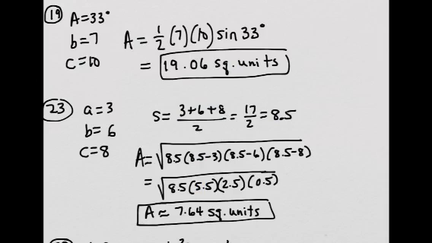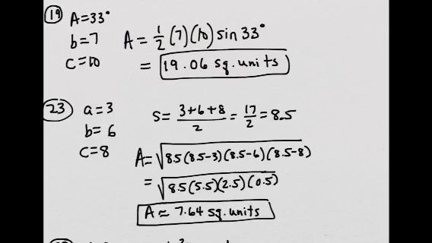Alright, 19 is an area formula. And because we are given the side angle side, I'm going to use this formula, the one that has 1/2 BC sine A. And I just replace the variables with the numbers and put it into my calculator, and I got this. Don't forget to write square units.